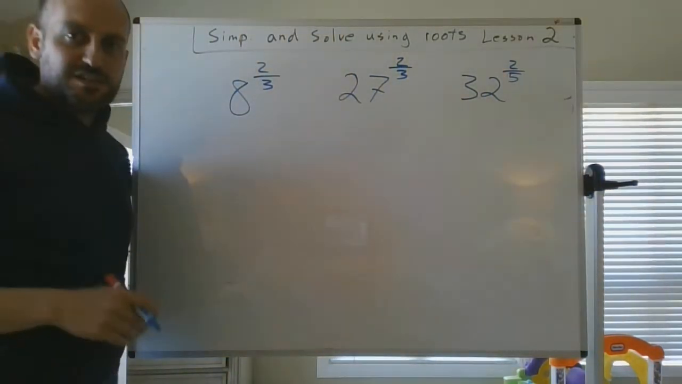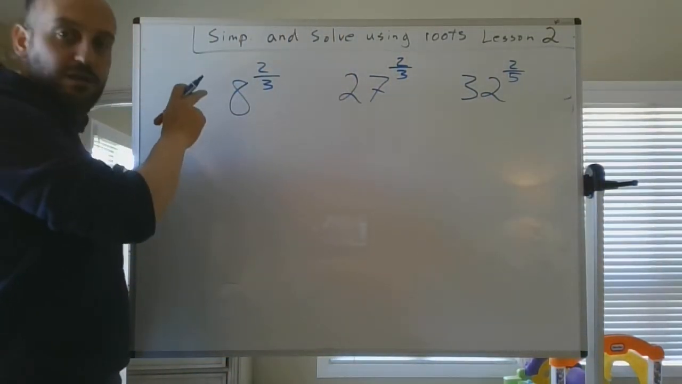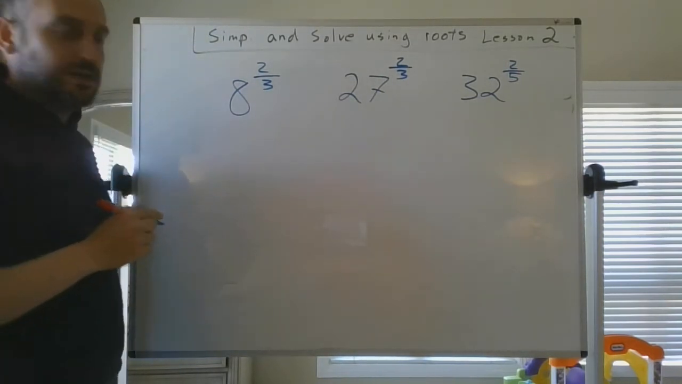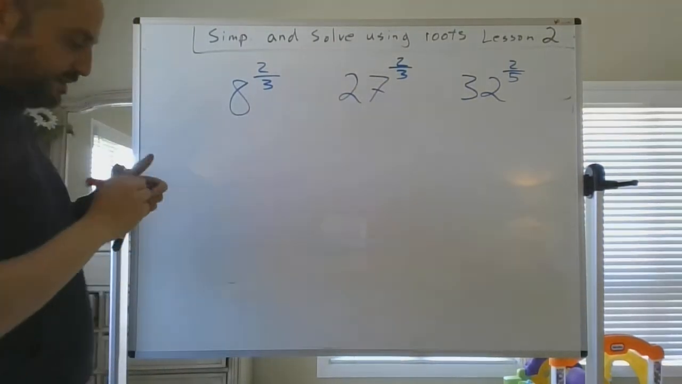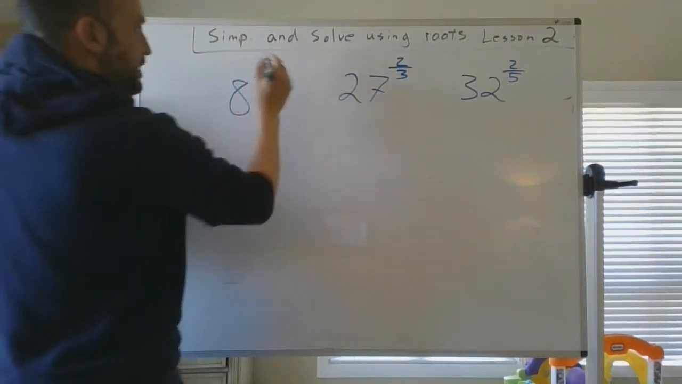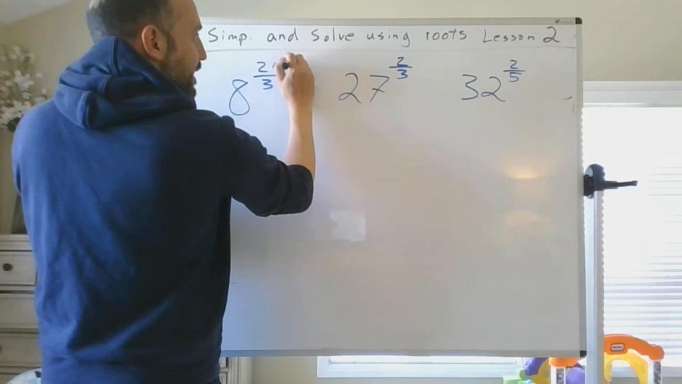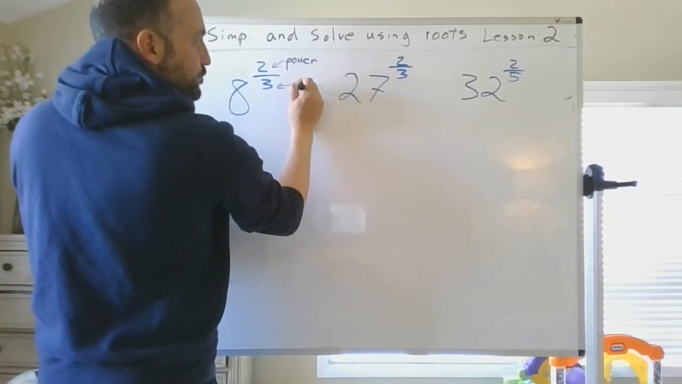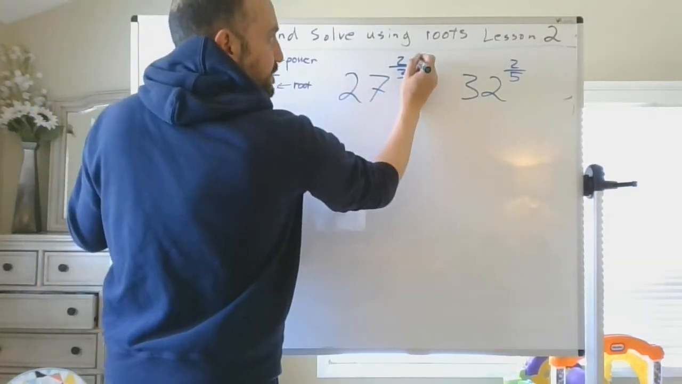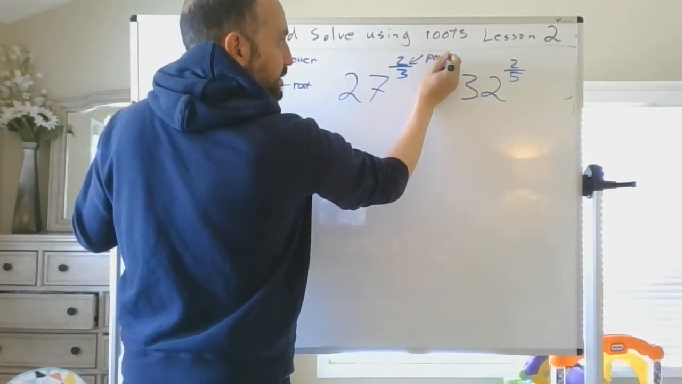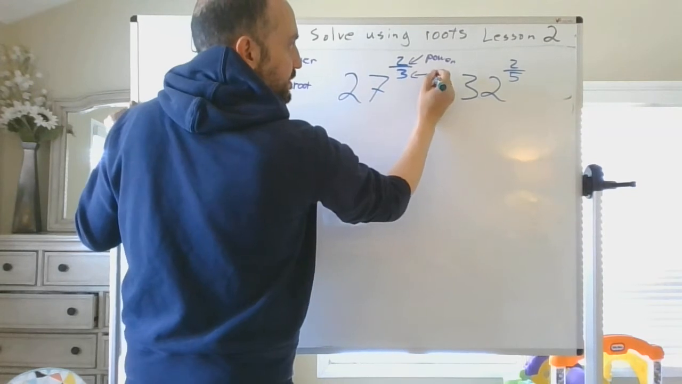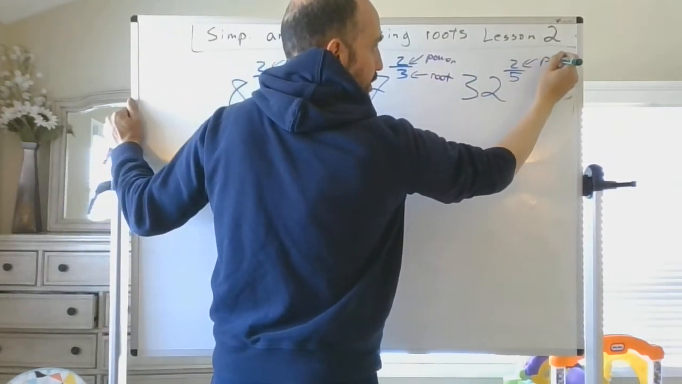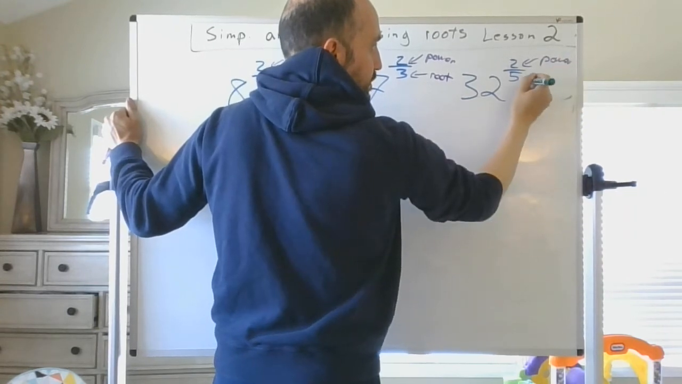Very simple. Whenever you have a base to the power of a fraction, I want you to think of it this way. Think of the numerator as your power, and think of the denominator as your root. So the 2 is going to be the power, the root is going to be 3. For this one, the power will be 2, and the root will be 5.